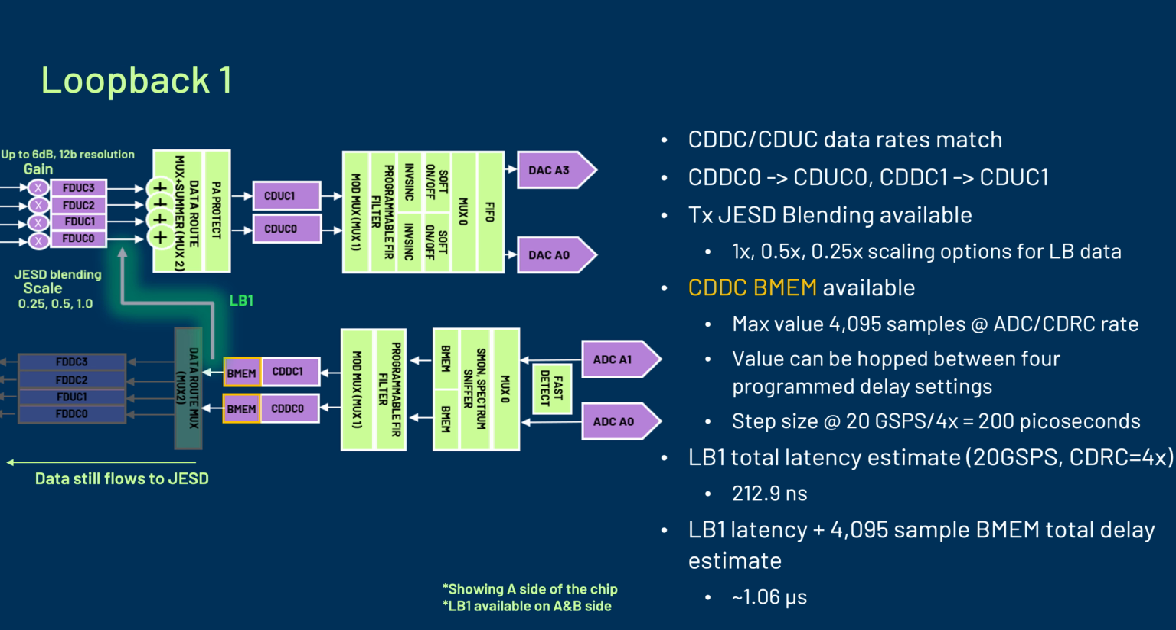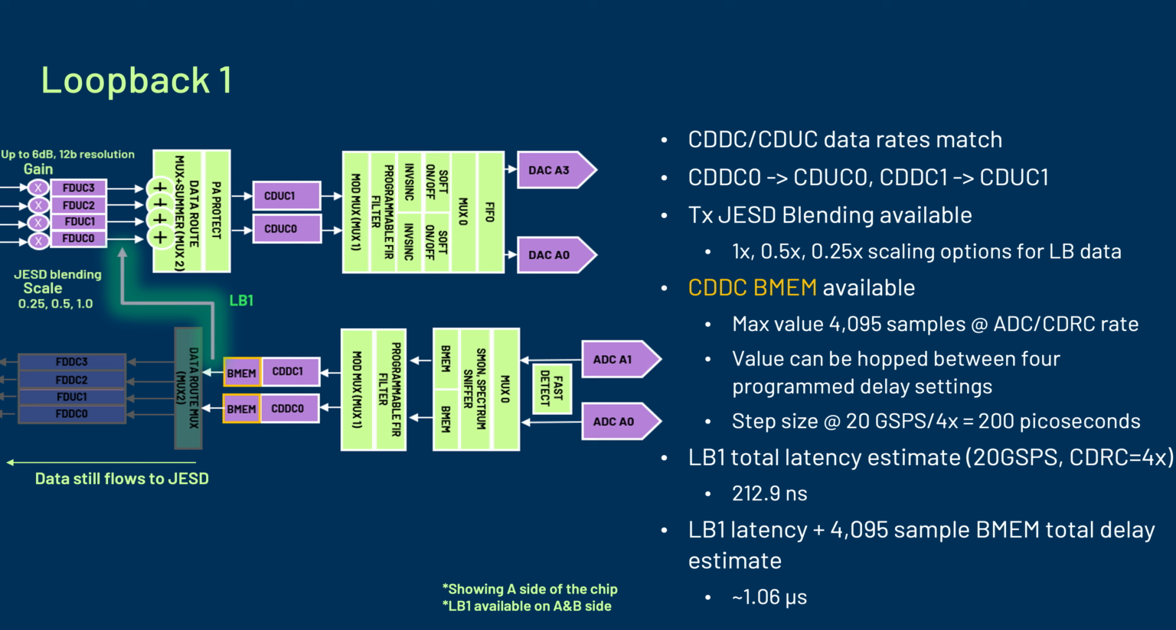Next in the data path, loopback 1 routes data out of the coarse digital down converter, or CDDC, into the coarse digital up converter, or CDUC. Each instance of CDDC will route to the corresponding CDUC. There is no crossing instances. The data rates at the CDDC and CDUC must match to use this feature. When the fine DDC DUC is not bypassed, blending is supported with 1, 0.5, and 0.25 scaling options for the loopback data. Blending is the weighted summation of looped back data with transmitter JESD data.